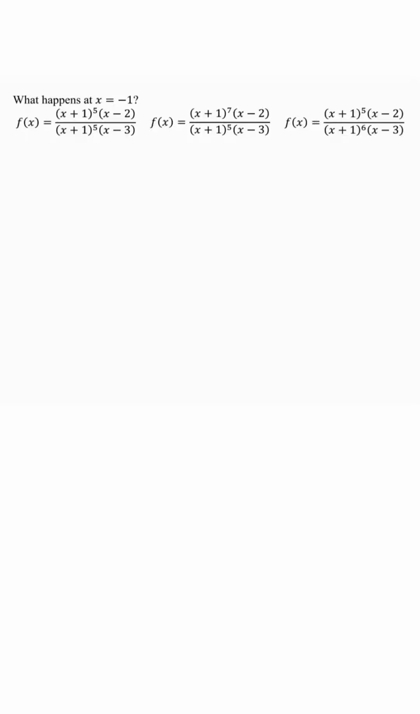What happens at x equals -1? First example, there are 5 copies of x plus 1 in the numerator, 5 copies of x plus 1 in the denominator. They're the same amount of numbers. Simplify this, you get x minus 2 over x minus 3.